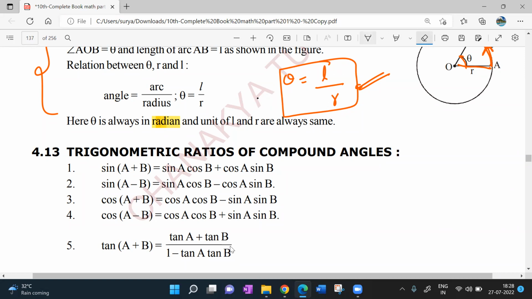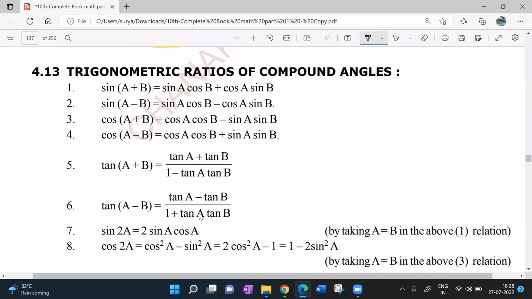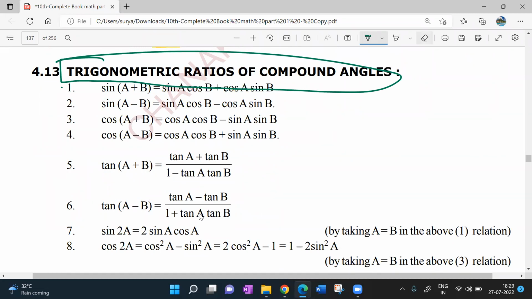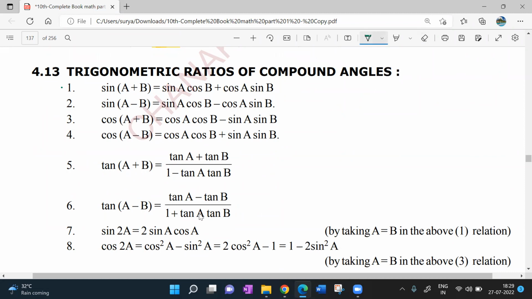And every time you use this formula, make sure that your theta is in radians. Whenever you use this formula, make sure you keep theta in radians. Hope you are getting my point. That's it. One of the beautiful and important concepts of trigonometry. Without this concept, you will not be able to solve any JEE question in future.